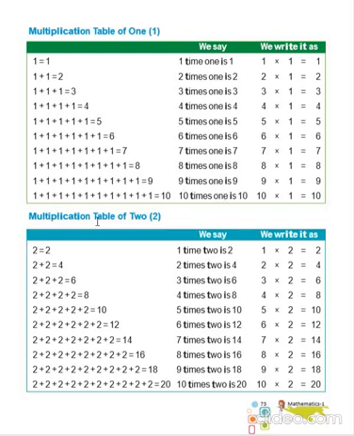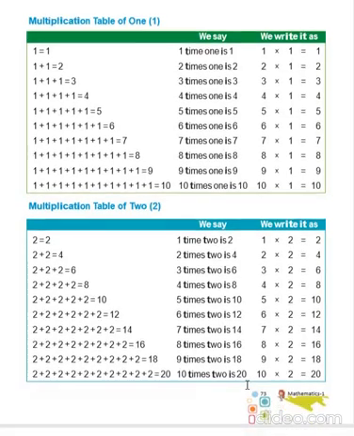Now we will understand the multiplication table of 2. 1 times 2 is 2. 2 times 2 is 4. 3 times 2 is 6. 4 times 2 is 8. 5 times 2 is 10. 6 times 2 is 12. 7 times 2 is 14. 8 times 2 is 16. 9 times 2 is 18. 10 times 2 is 20.